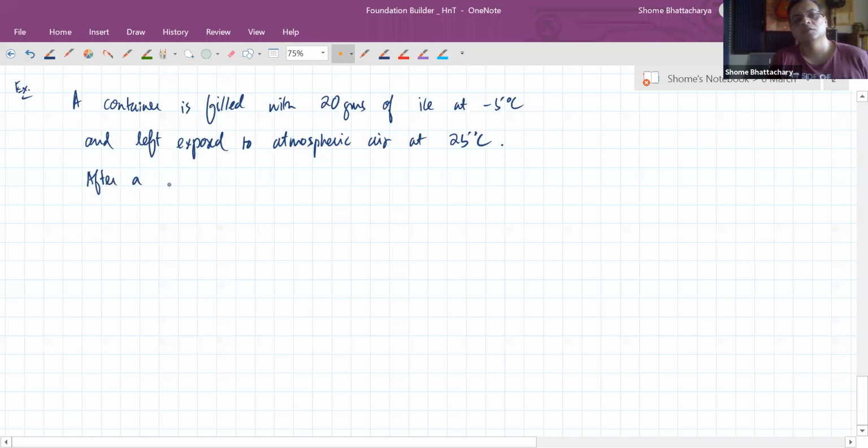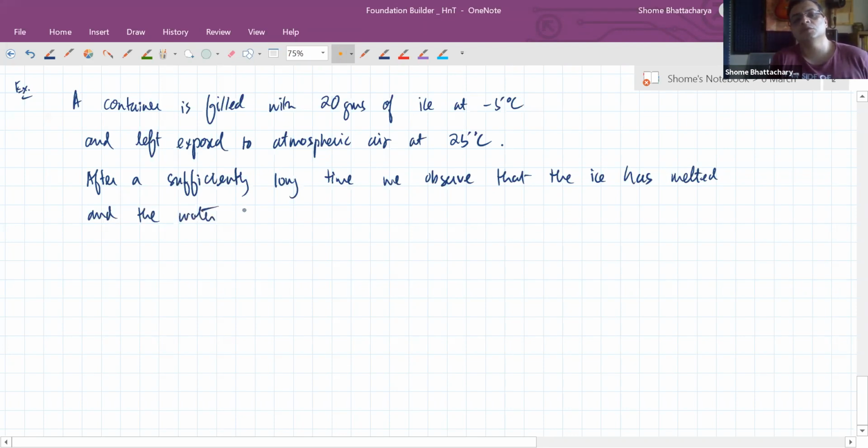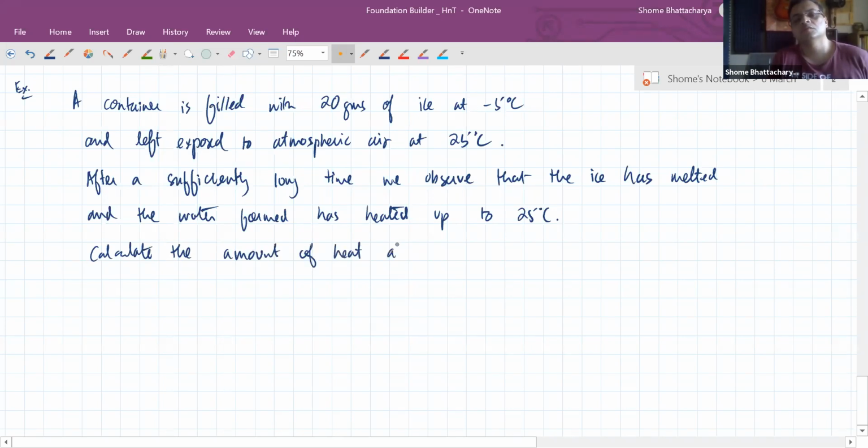So after a sufficiently long time, what we observe is that the ice has melted and the water formed has heated up to 25 degrees. So calculate the amount of heat absorbed by the ice from the atmosphere around.